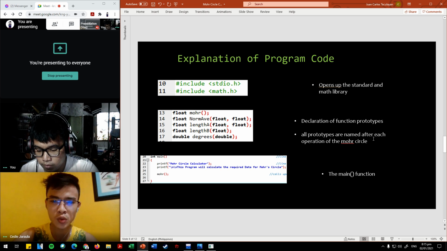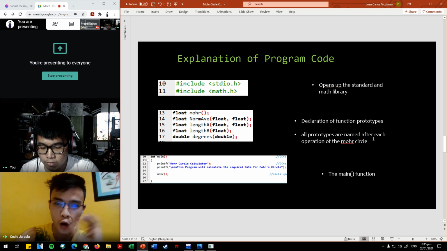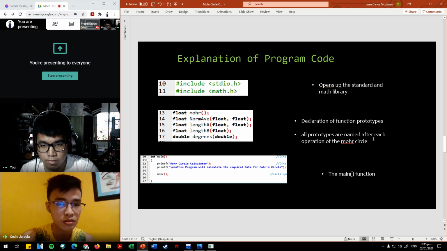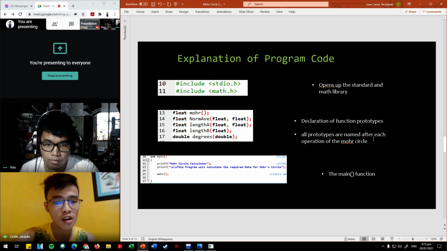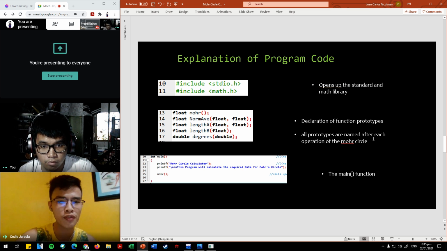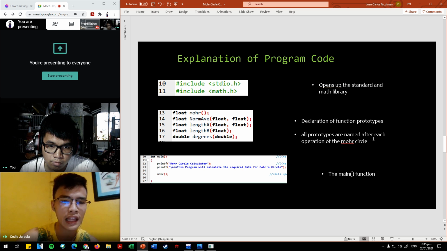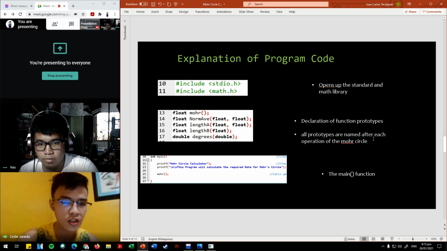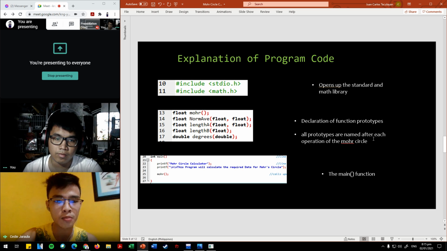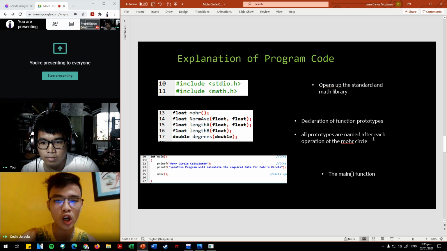And to make things easier, lines 10 and 11 open up the standard and math library. For lines 13 to 17, we have the float Mohr function, float normAV function, float lengthA function, float lengthB function, and double degrees function. These are all the function prototypes, and all prototypes are named after each operation of the Mohr circle.